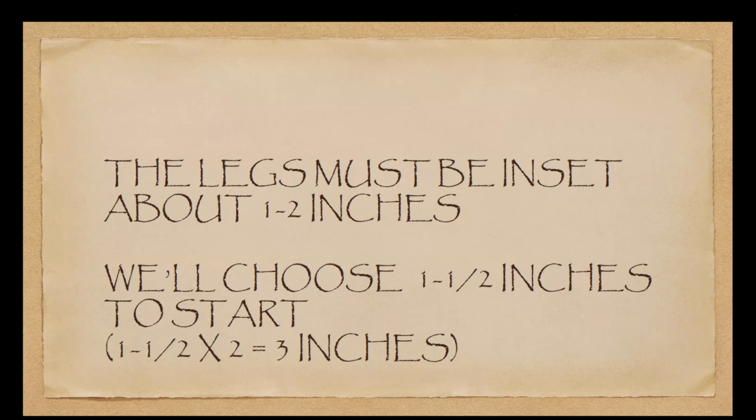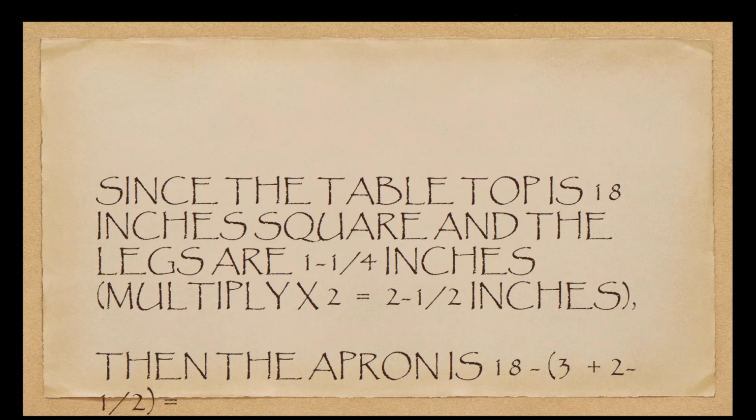The legs need to be inset from the sides or the corners of the table, probably about 1 to 2 inches. In this case, I'm going to choose 1 1/2 inches to start. So that's 1 1/2 inches left, 1 1/2 inches right. So that's 2 times that number for a total of 3 inches of offset or inset.